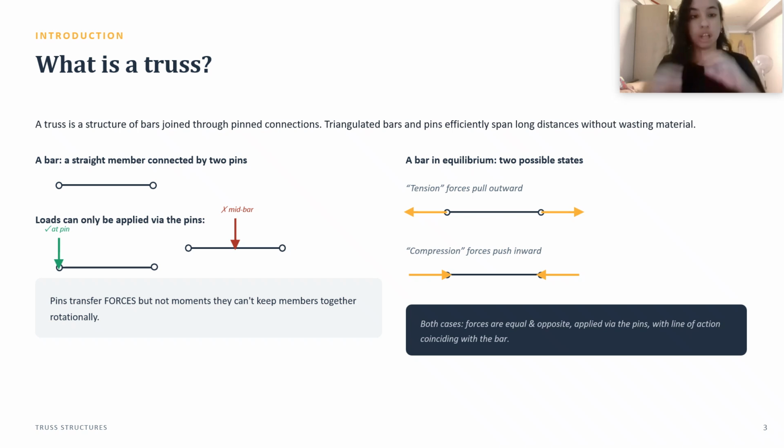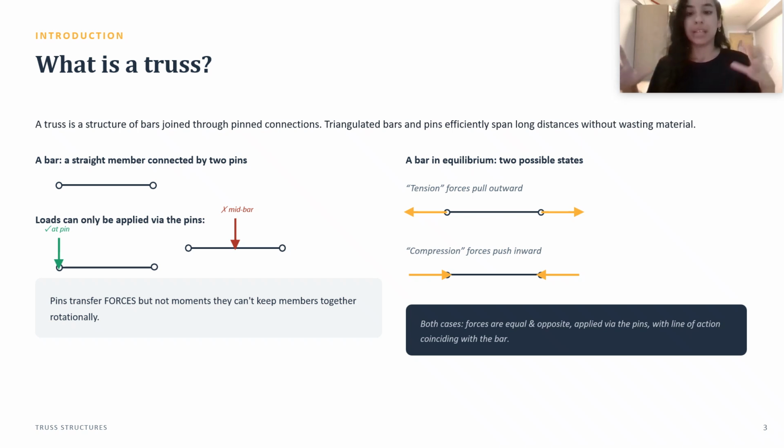But let's get started. All you will have to do is bring a bar, a bar of metal, and then you connect it to two pins, one pin on each side. Now that is just one member of a truss, okay? Then you can connect other members together. You will see how they can be connected. Now, loads can only go on the pin. If they go on the bar, it is not a truss anymore, okay?